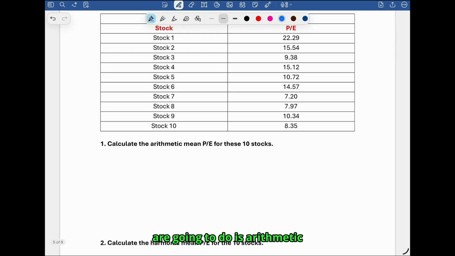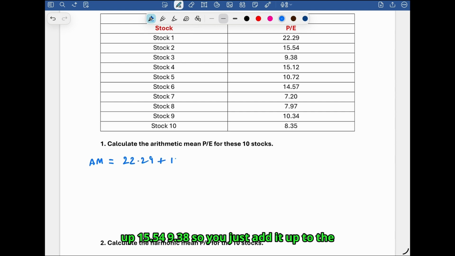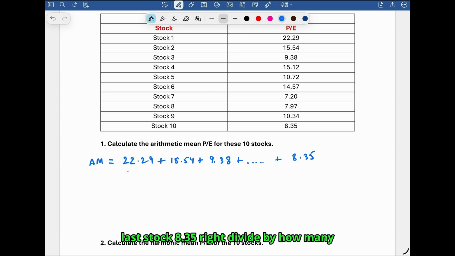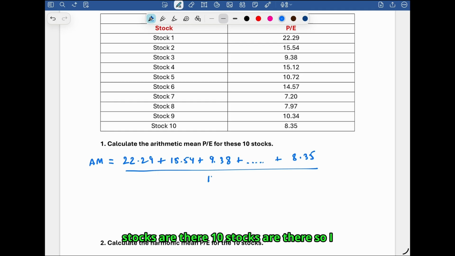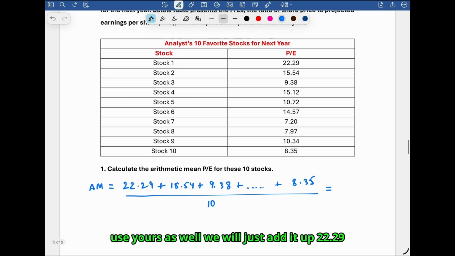What you are going to do is the arithmetic mean is going to be 22.29, you just add it up, 15.54, 9.38, till the last stock, 8.35, right? Then divide by how many stocks there are. 10 stocks are there. I'll just use my calculator. I urge you to use yours as well. We will just add it up.